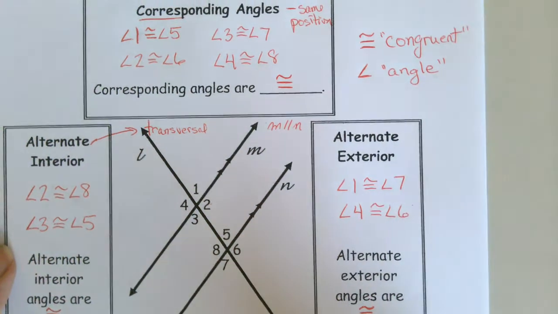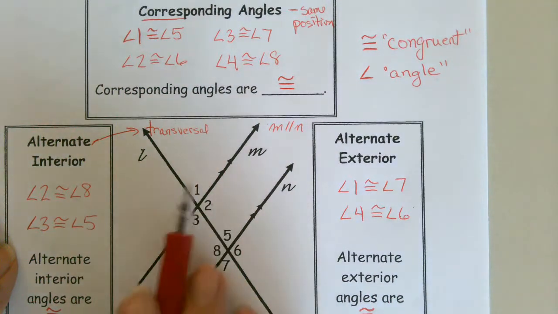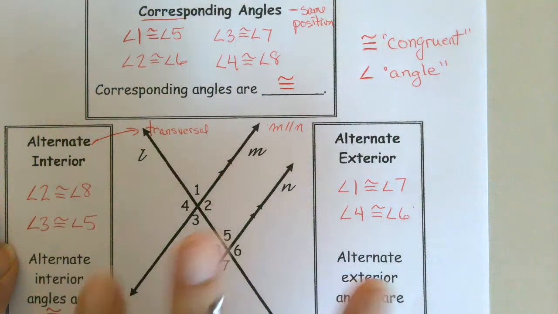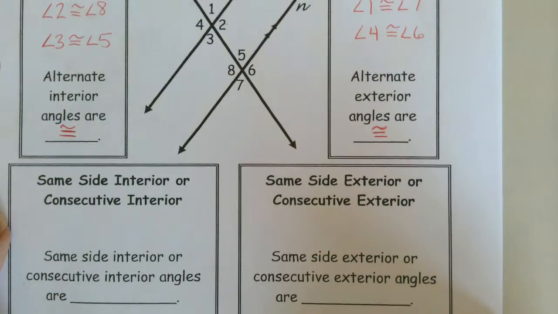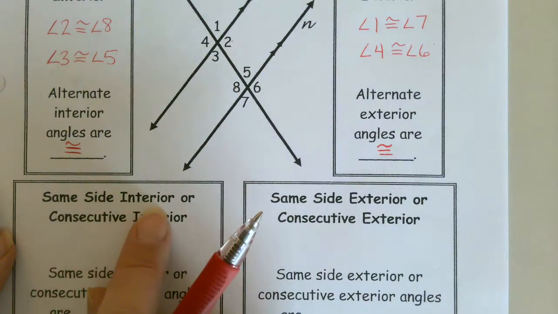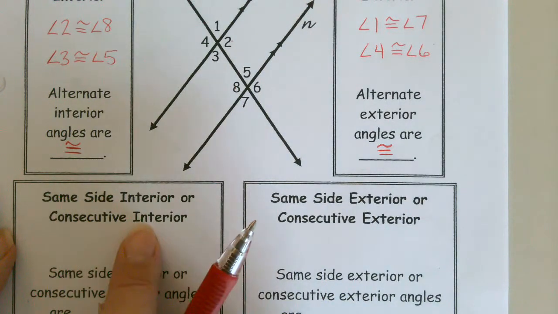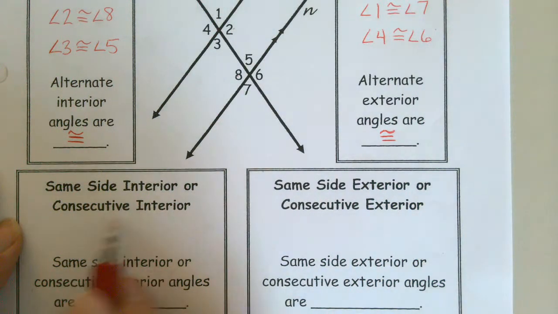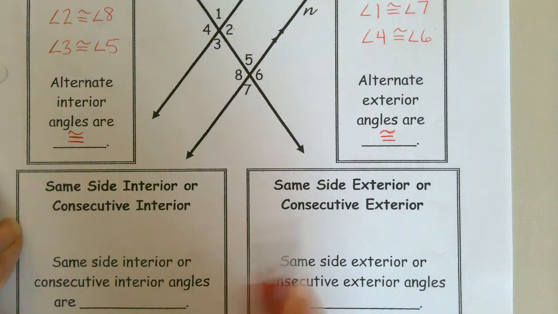All right, so we've got our corresponding, the ones in the same positions. We've got alternate interior, alternate exterior. So there's 4 of these and only 2 sets of these. And then we're going to change it up a little bit. We have these same side interior, or the other term is consecutive interior. So either term can be used, but same side interior and consecutive interior, they are not congruent.